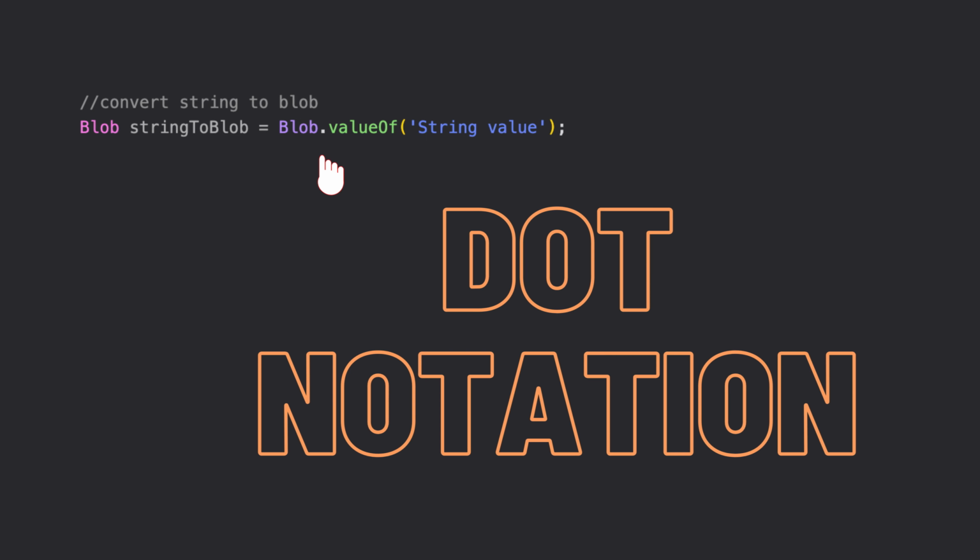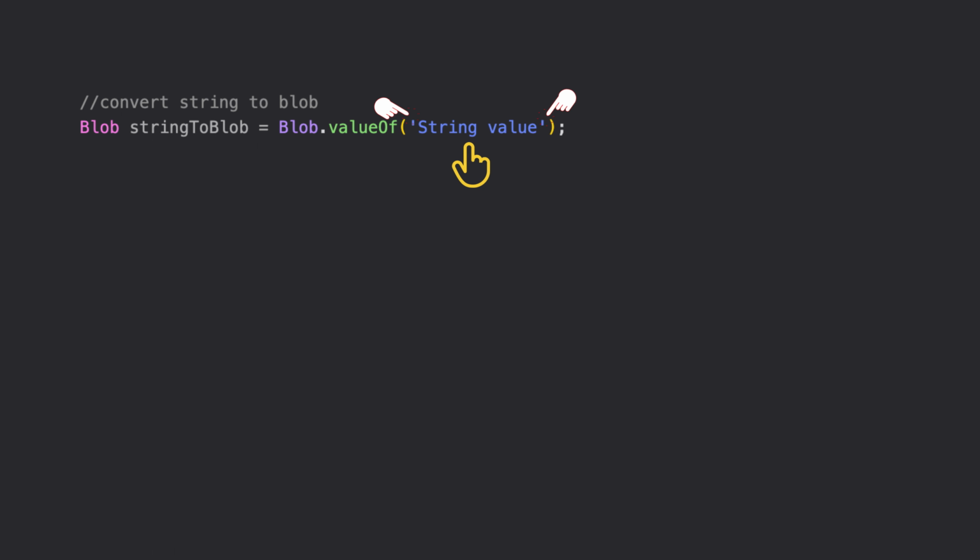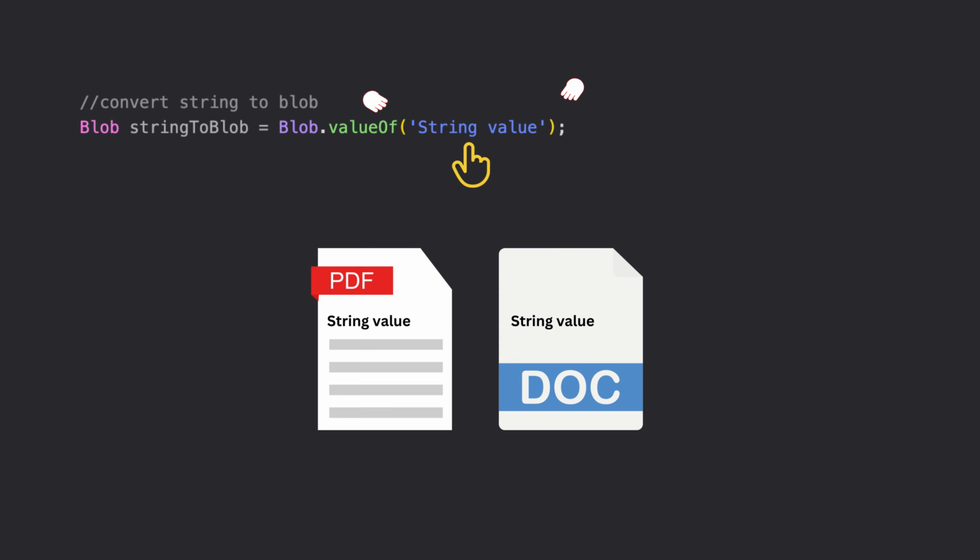Next, we use dot notation to access a method called valueOf. This will allow us to convert a string to blob. Once we define the method, we can then pass the string data as a parameter to the method. The variable can then be used to create a PDF or a document with string value written in it. We will discuss more on built-in Apex classes in upcoming videos.